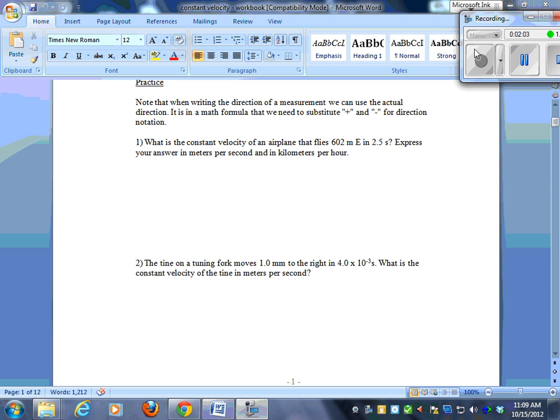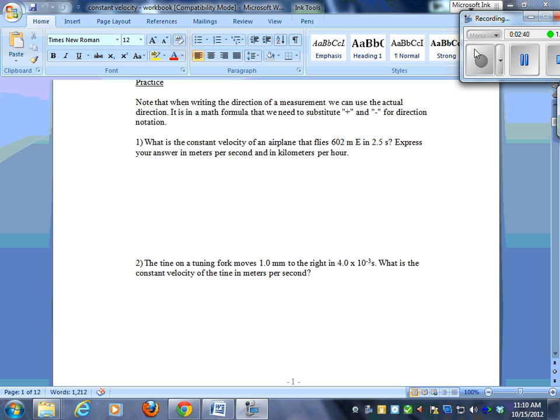Okay, let's have a look at these. What's the constant velocity of an airplane that flies 602 meters east in 2.5 seconds? Express your answer in meters per second and in kilometers per hour. The solution is important, you guys. The answer is only worth likely one third of the mark. The solution is important. I don't care about just the answer. As you get farther along, especially in grade 12, when you get a 10-mark question, the answer is only worth one tenth. You need to show me the process.